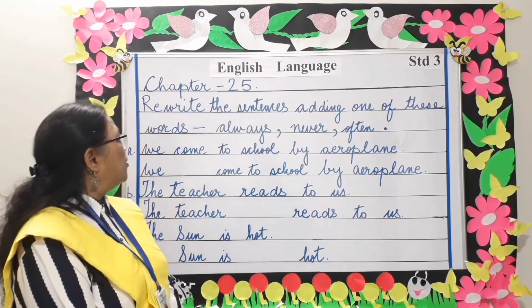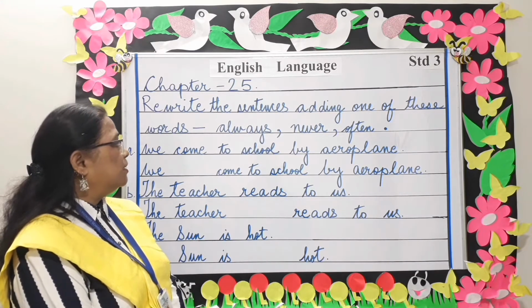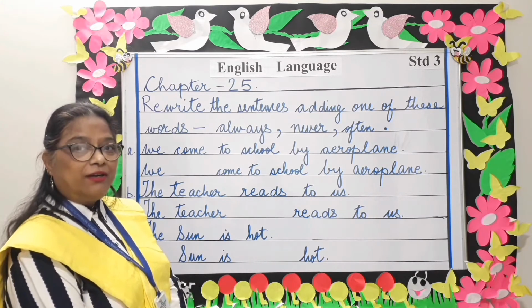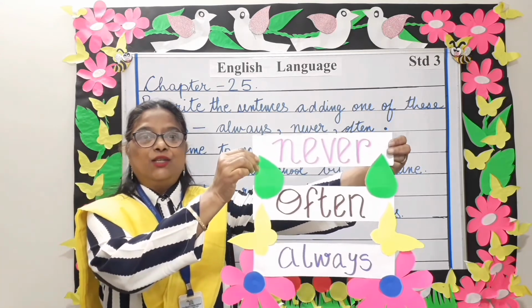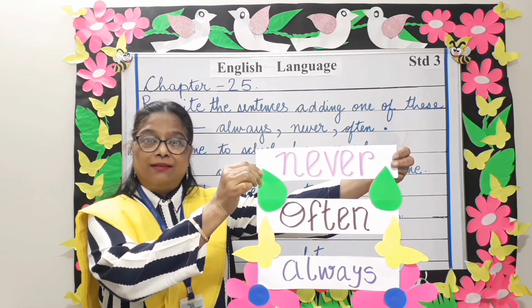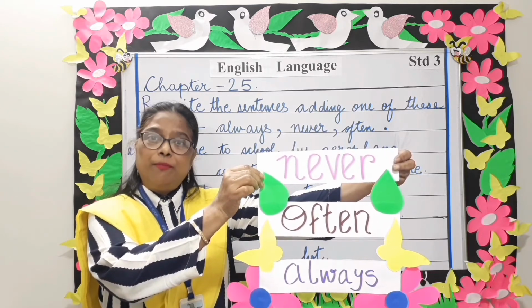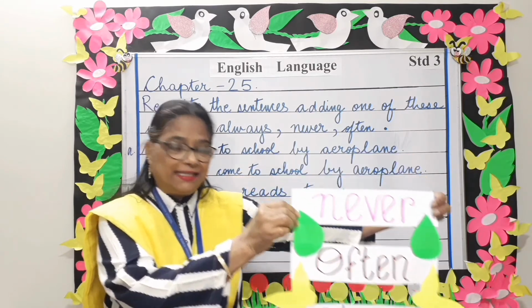Now, rewrite the sentences adding one of these words: always, never, often. These words indicate frequency of an action. That means how many times an action takes place. Let's see.